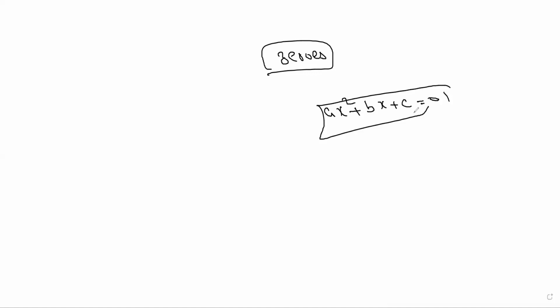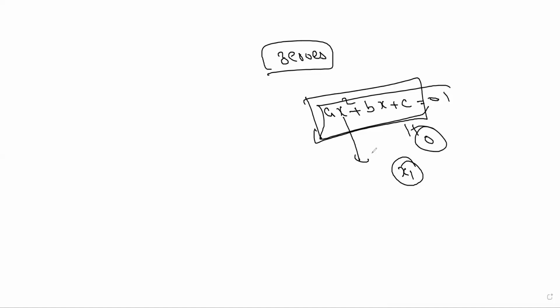If someone is telling you, tell me the zero of this equation, so what you have to do is, see, a, b, c are some constant terms, x is the variable. So instead of x, you have to substitute some value. Let's suppose you substituted x1, and once you do that, this equation turns up to 0. Once you substitute the value x1 instead of x, this equation turns up to 0. So what are we going to tell? We're going to tell this x1 is a zero of the equation.